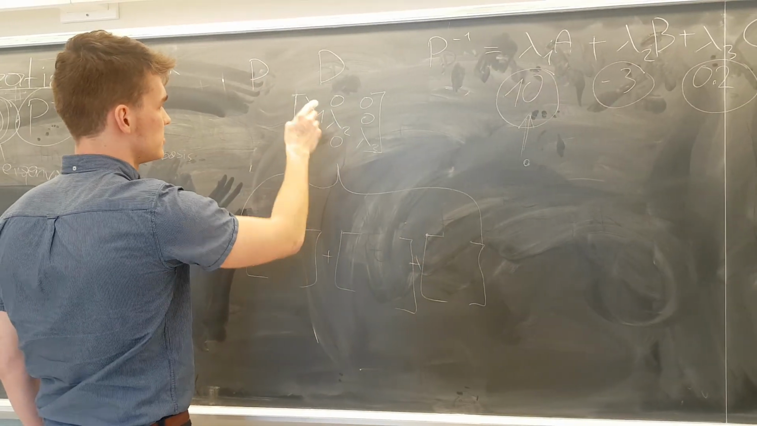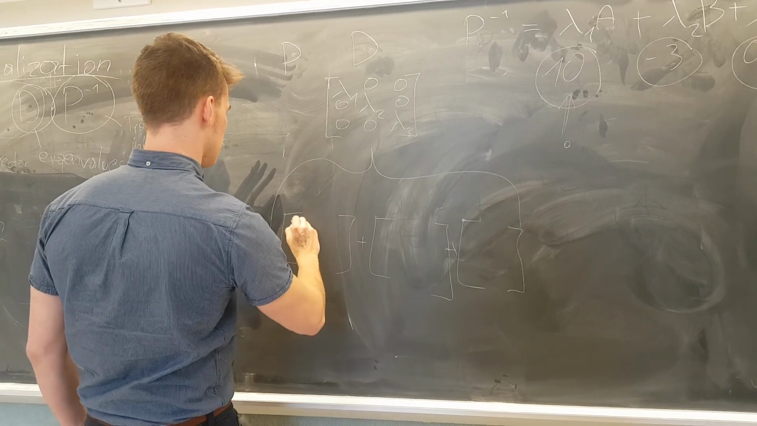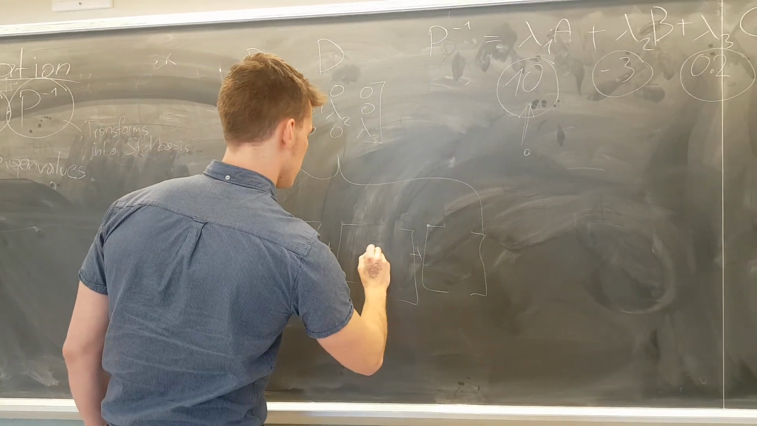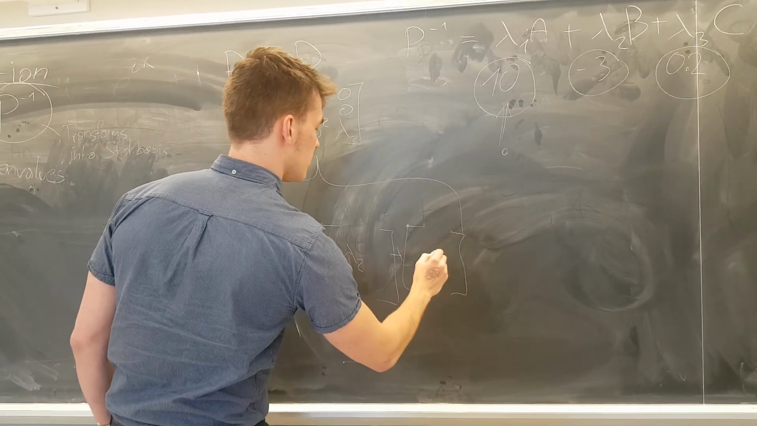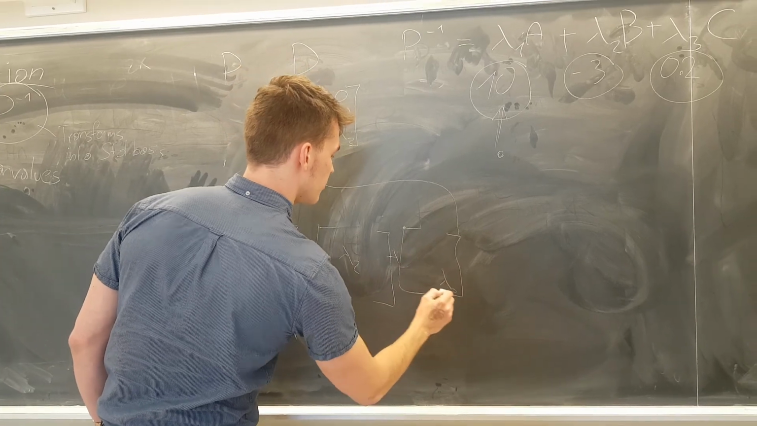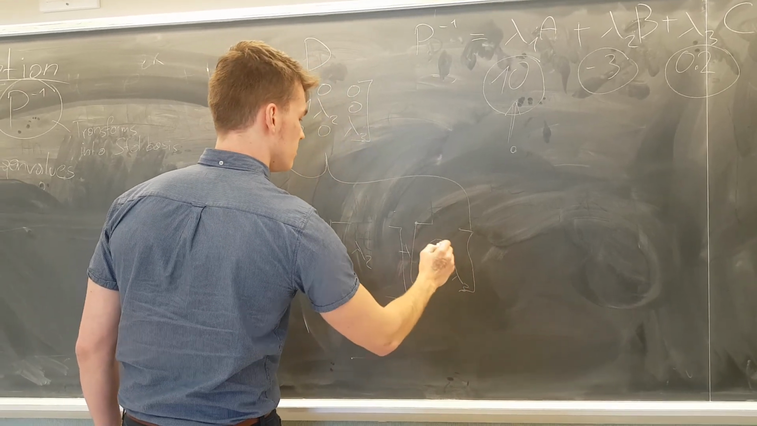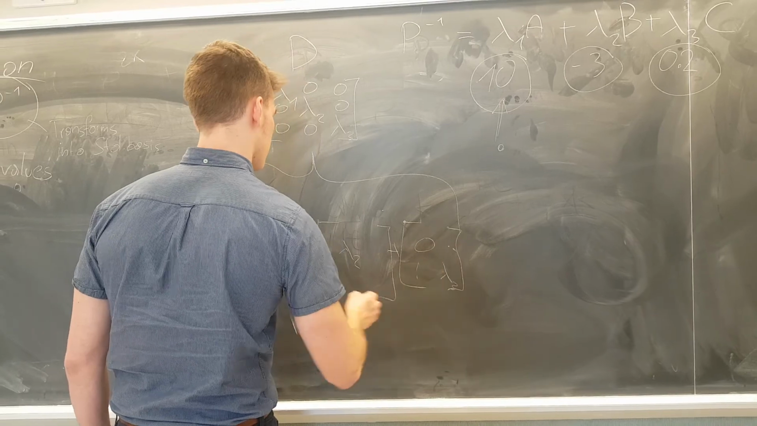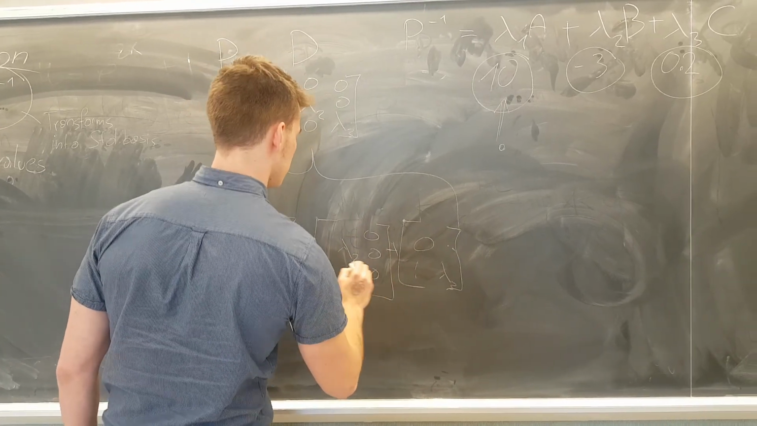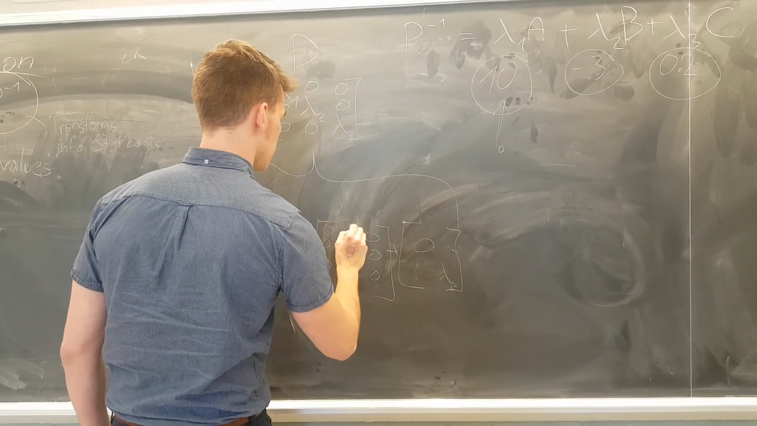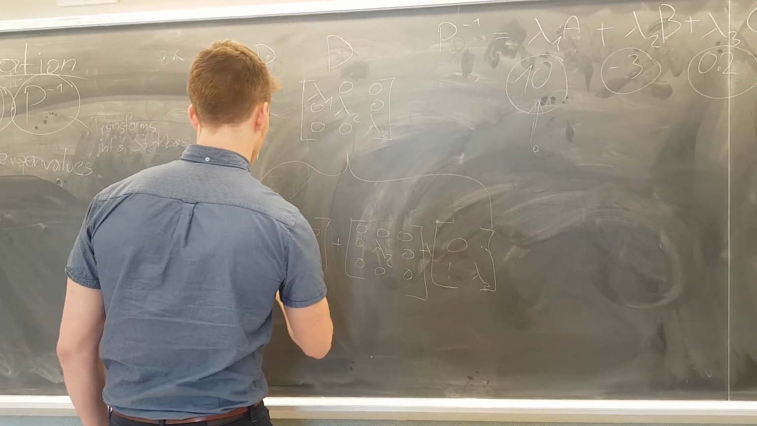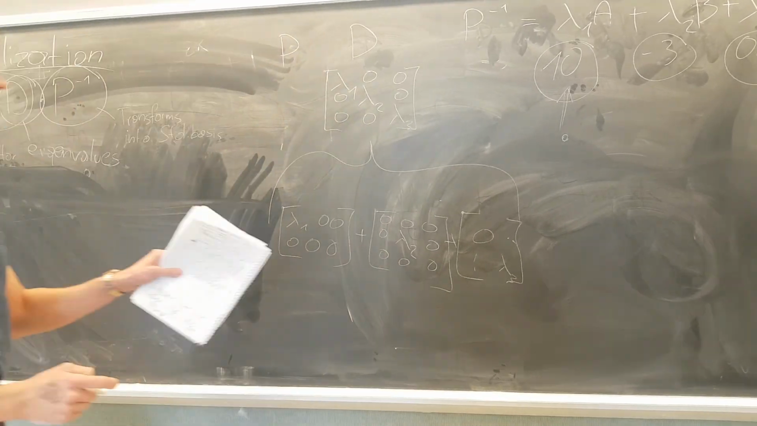So let's consider everything else 0. You have a lambda 1 here, you have a lambda 2 here, and you have a lambda 3 here. So everything else here is 0. Yeah? Everything is 0, and so on. Now, something interesting happens.